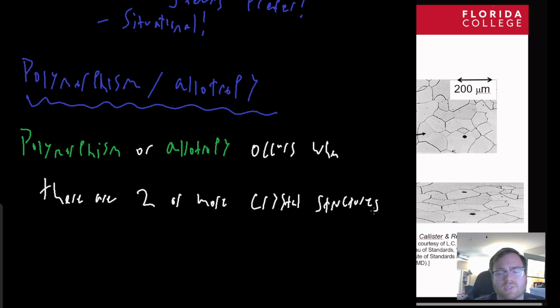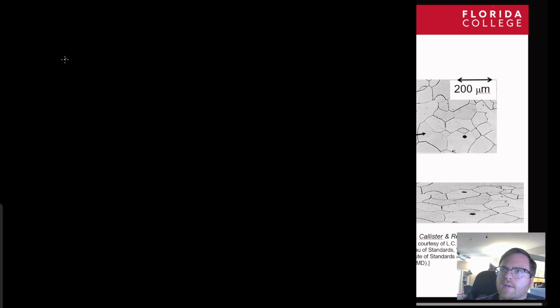Now, I'm not talking about direction. I'm not talking about grains. I'm talking about crystal structures. Like FCC versus HCP, or single crystal. We don't really encounter single crystal often. BCC versus FCC, right? Crystal structures for the same material. And there's one really great example of this that we will talk about a lot in this class, and that is the iron system.